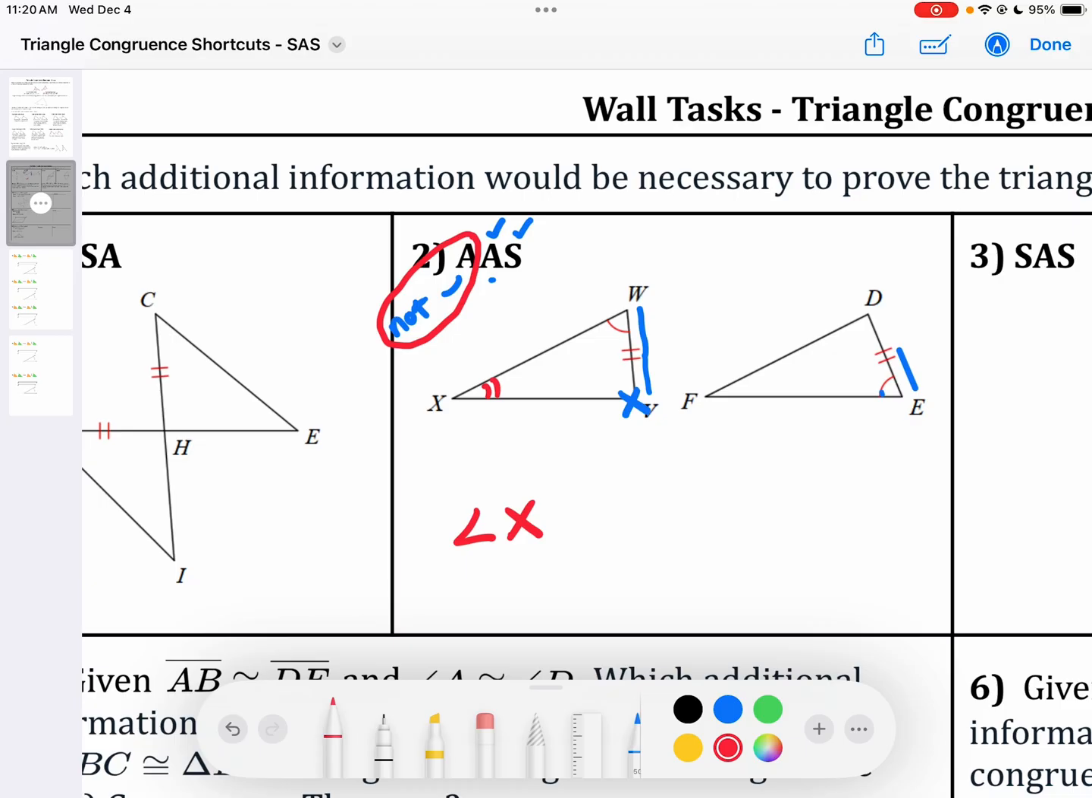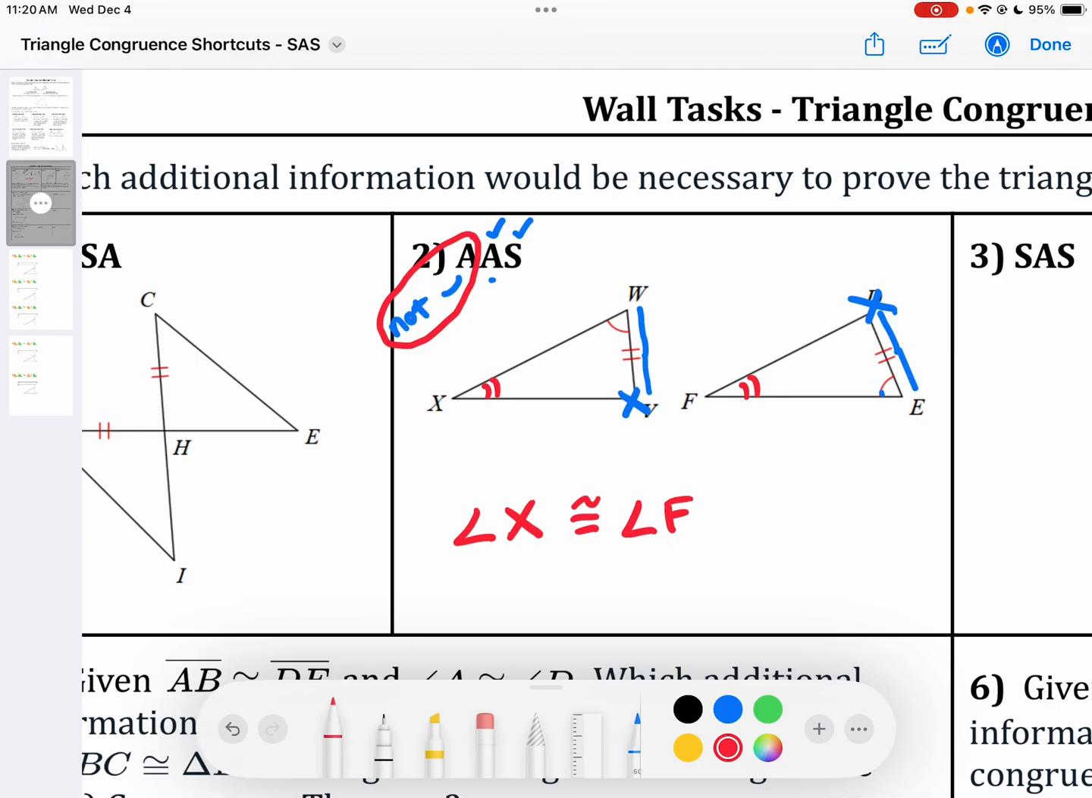for my second angle. For the second triangle, I'm going to go to my tick marks and go to the other end point. I do not want angle D, which means I do want angle F. So I want angle X to be congruent to angle F. Okay, are there any questions on that? One of the challenges here is identifying what you do have so that you can correctly identify what you want.